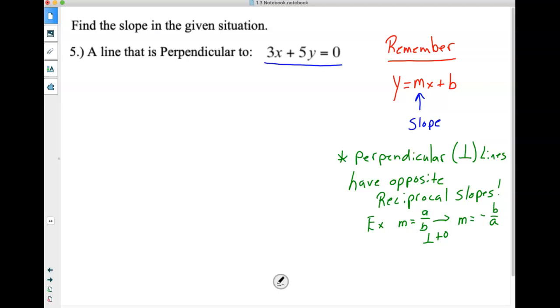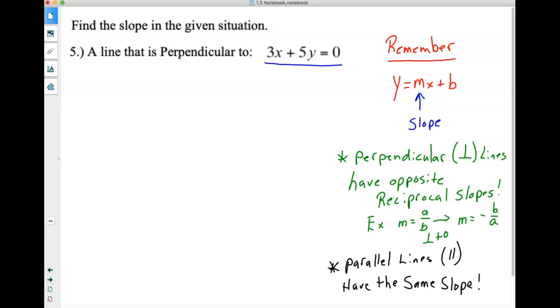One other thing we're not talking about right here, but I'm just going to refresh your memory. Parallel lines. And in geometry, I believe you call them that. Parallel lines have the same slope. Okay? This is very important information every year in math as you go on and on and on, okay?